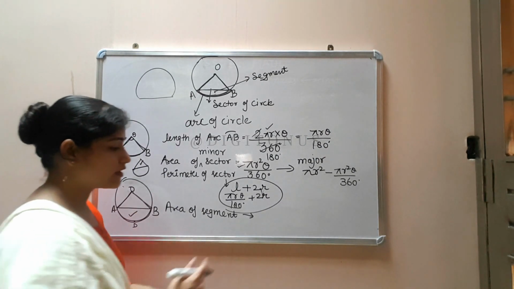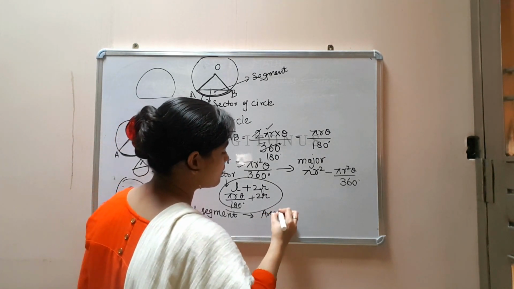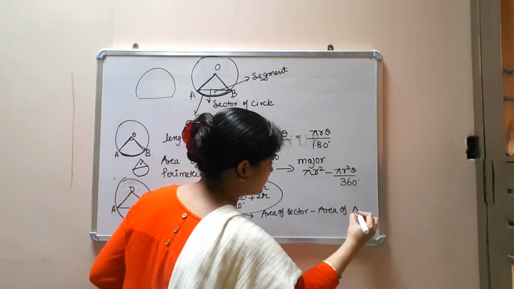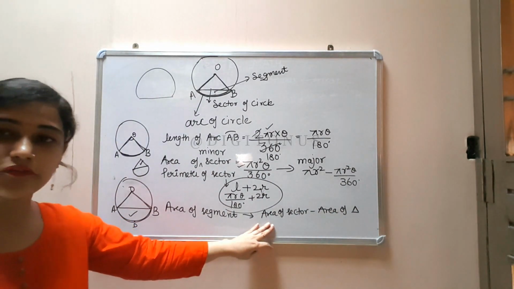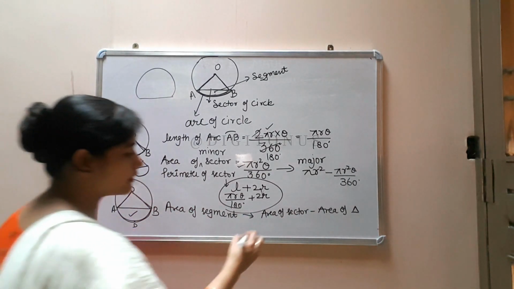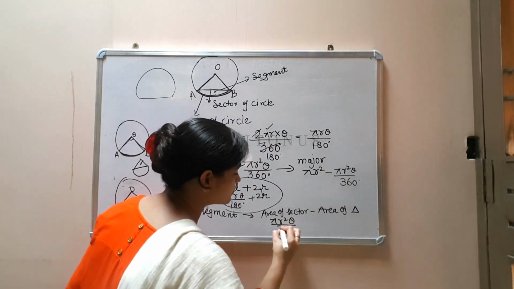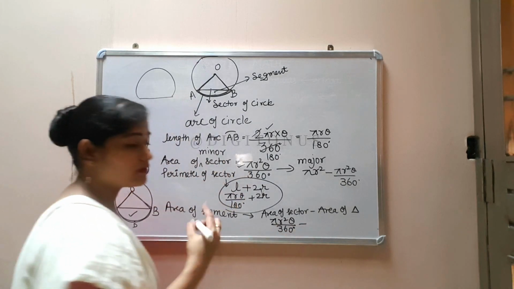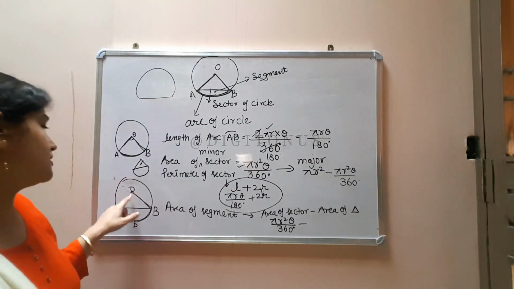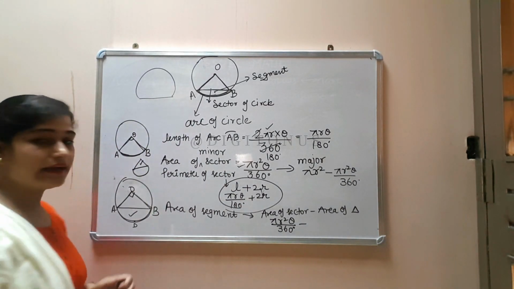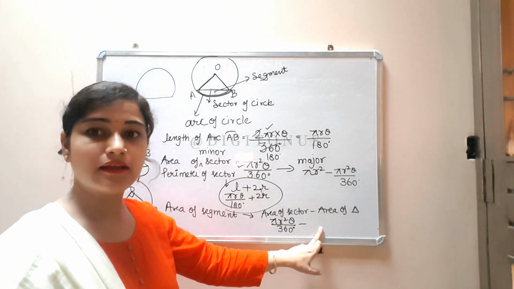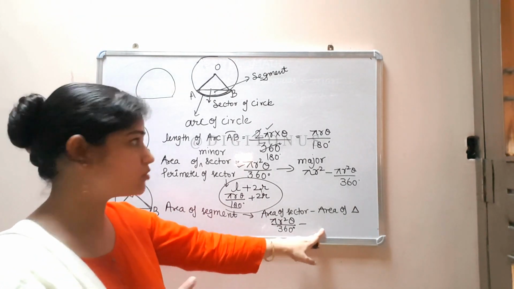So what is the formula of area of segment? Area of sector minus area of triangle. Now sector area you already know, that is pi r square theta upon 360 degree. What about the triangle? This information will be given in the question, that which type of triangle this is. If they have given that this is a 90 degree angle, then you can apply the right angle triangle area formula, that is half into base into height.